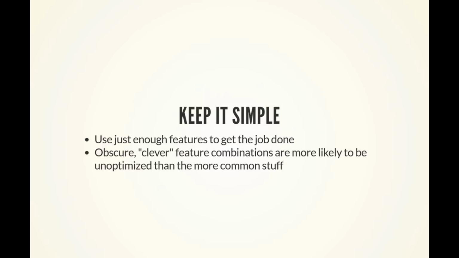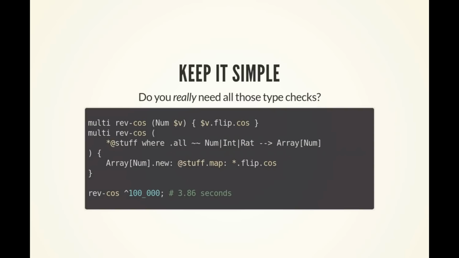For keeping it simple, just use enough features for your program to get the job done. Perl 6 has a lot of different features, and you may be tempted to combine them in all these crazy and clever obscure combinations, but because few people would have done the same thing, chances are that you will hit something that's not optimized. So the more common the structure of the code is, the more optimized it would likely be, simply because more people would use that code and notice that it's slow and be more interested in optimizing it.